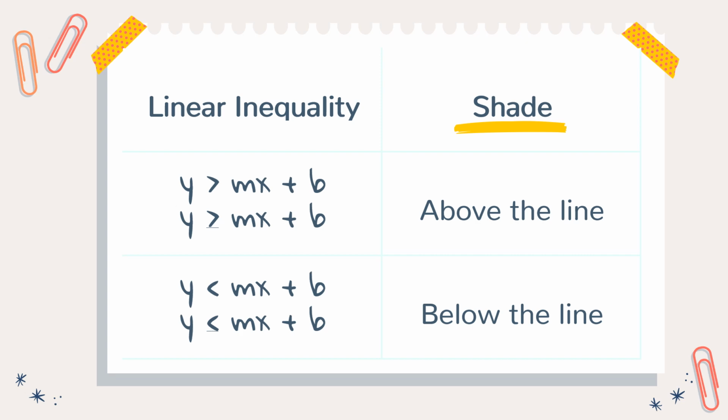For the linear inequality, it is also important for us to determine which side we are going to shade. Commonly, if the given symbol is greater than or equal to, we are going to shade above the line. But if you are not convinced, you may use the solution of linear inequality to verify if the shaded part is actually the solution part of the graph. And if we use less than or equal to, we are going to shade below the line.